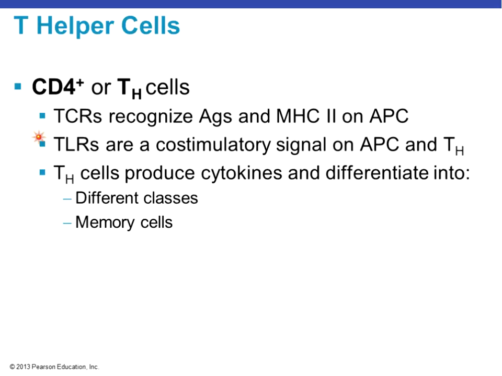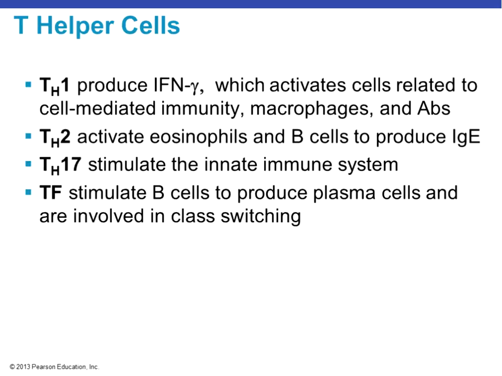Toll-like receptors are costimulatory signals that will be on the antigen-presenting cell and the helper T cell. So then the helper T cell will produce chemical messengers that will tell the cell that it can fight the infection to divide or differentiate into different classes of the cell. And also we have our memory cells.